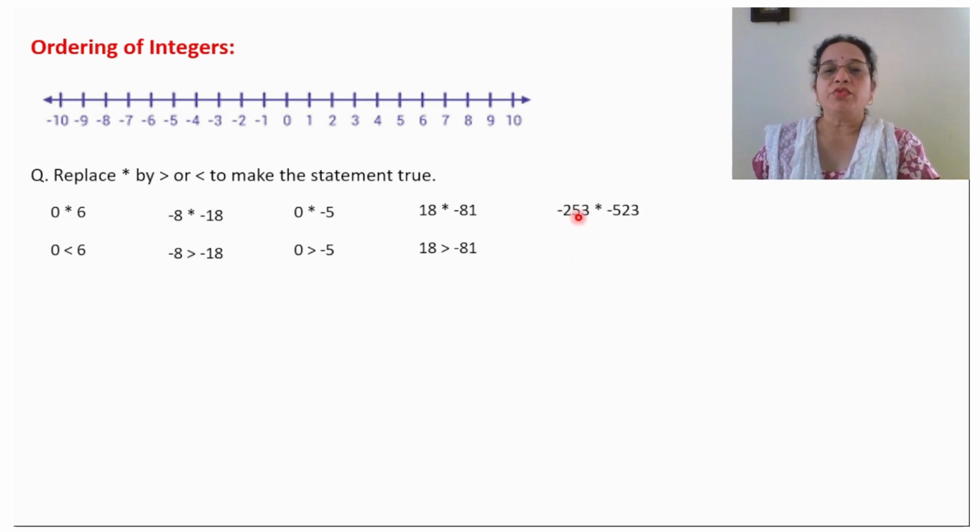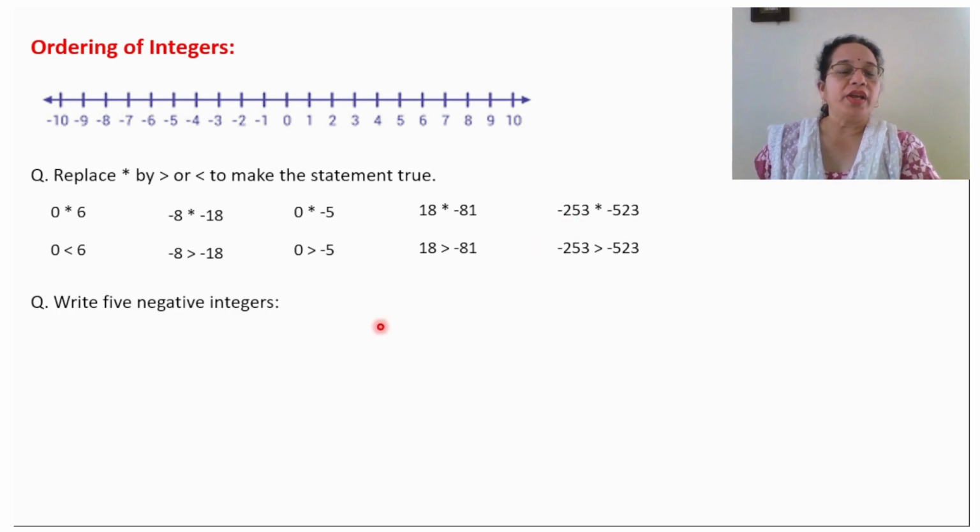Minus 253 and minus 523, bigger numbers. So just imagine your number line. This is 253 and this is 300, then 400, then 500. So the number will go this side. So definitely minus 253 is on the right hand side. So this number is greater.